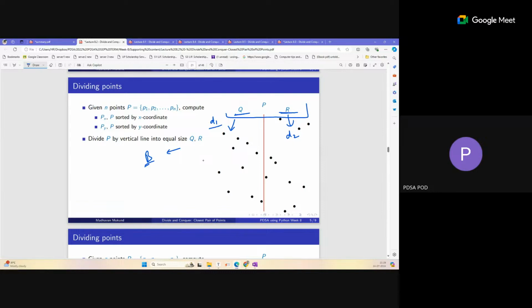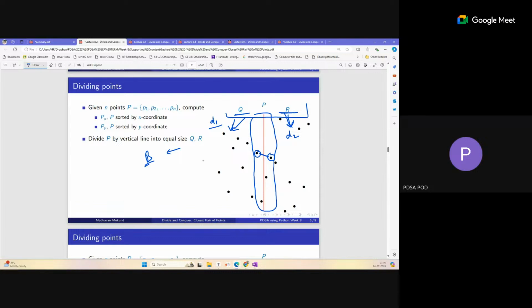We also need to figure out that 2 points can come across the dividing line. Maybe you will get an answer between 2 points where one point is on the Q side and another point is on the R side, and this is the shortest distance among all. So this is also a possible area you need to check. Apart from the left part separately and the right part separately, you also need to check the border line. The points which are close to the border line, we also need to check.